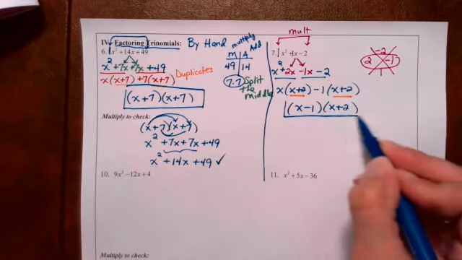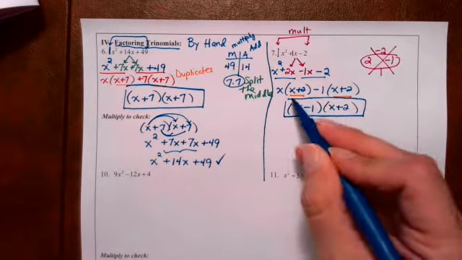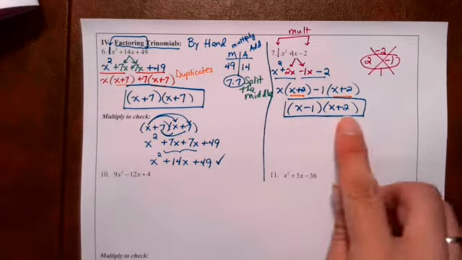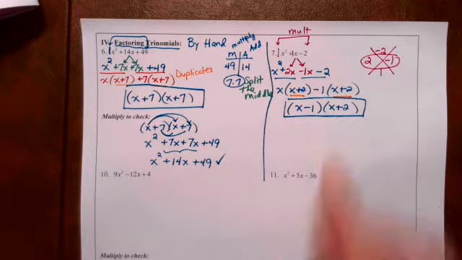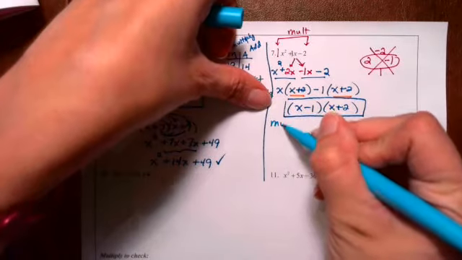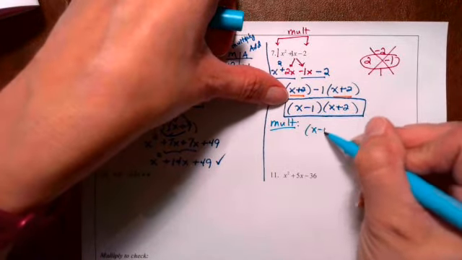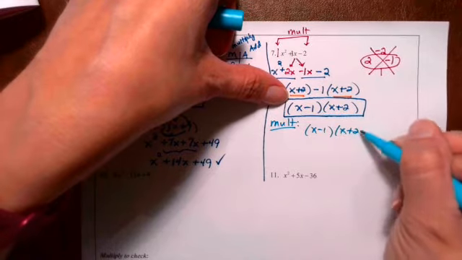Does it matter which binomial you put first? No, either one, as long as one of them is the x minus 1 and one of them is x plus 2. Okay, so now let's go ahead and multiply to check. I'll write the problem again so I can draw all my little arrows for the multiplying.